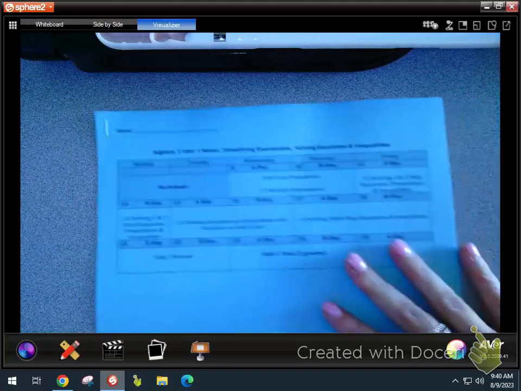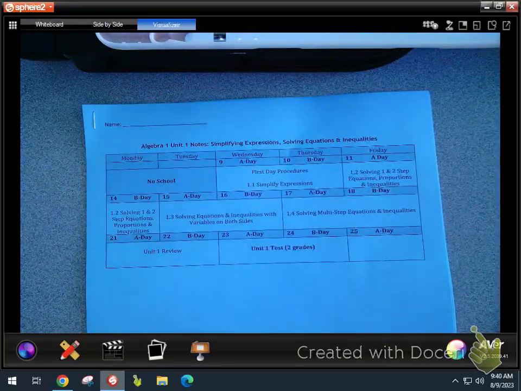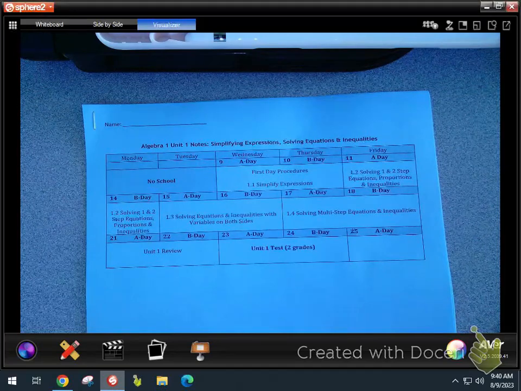Day 1. So here's your notes packet for Unit 1. This unit is all about equations. We're going to start with expressions today. It's about equations and inequalities and solving. Hopefully, the stuff we're going to do today and even Friday, we have seen before.